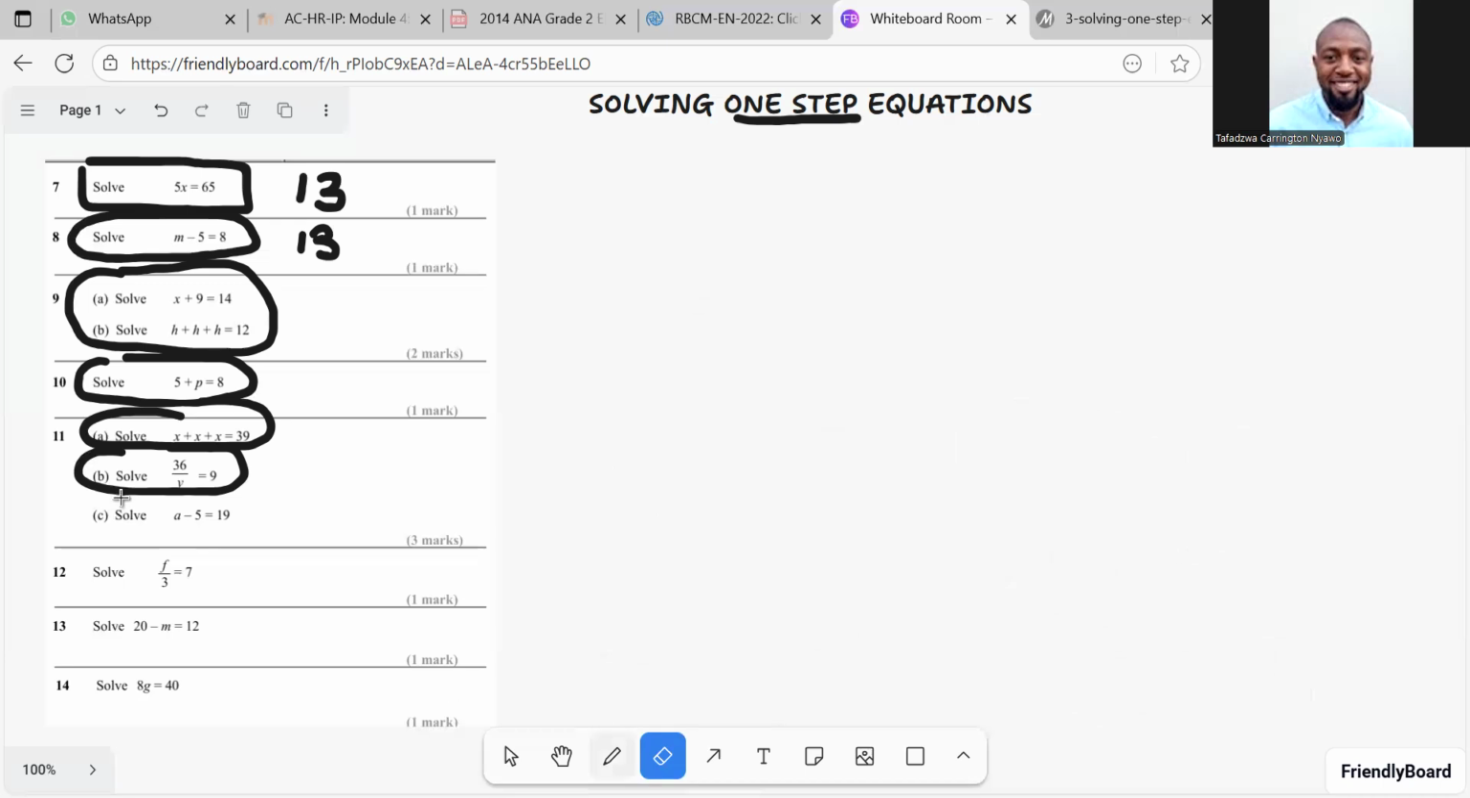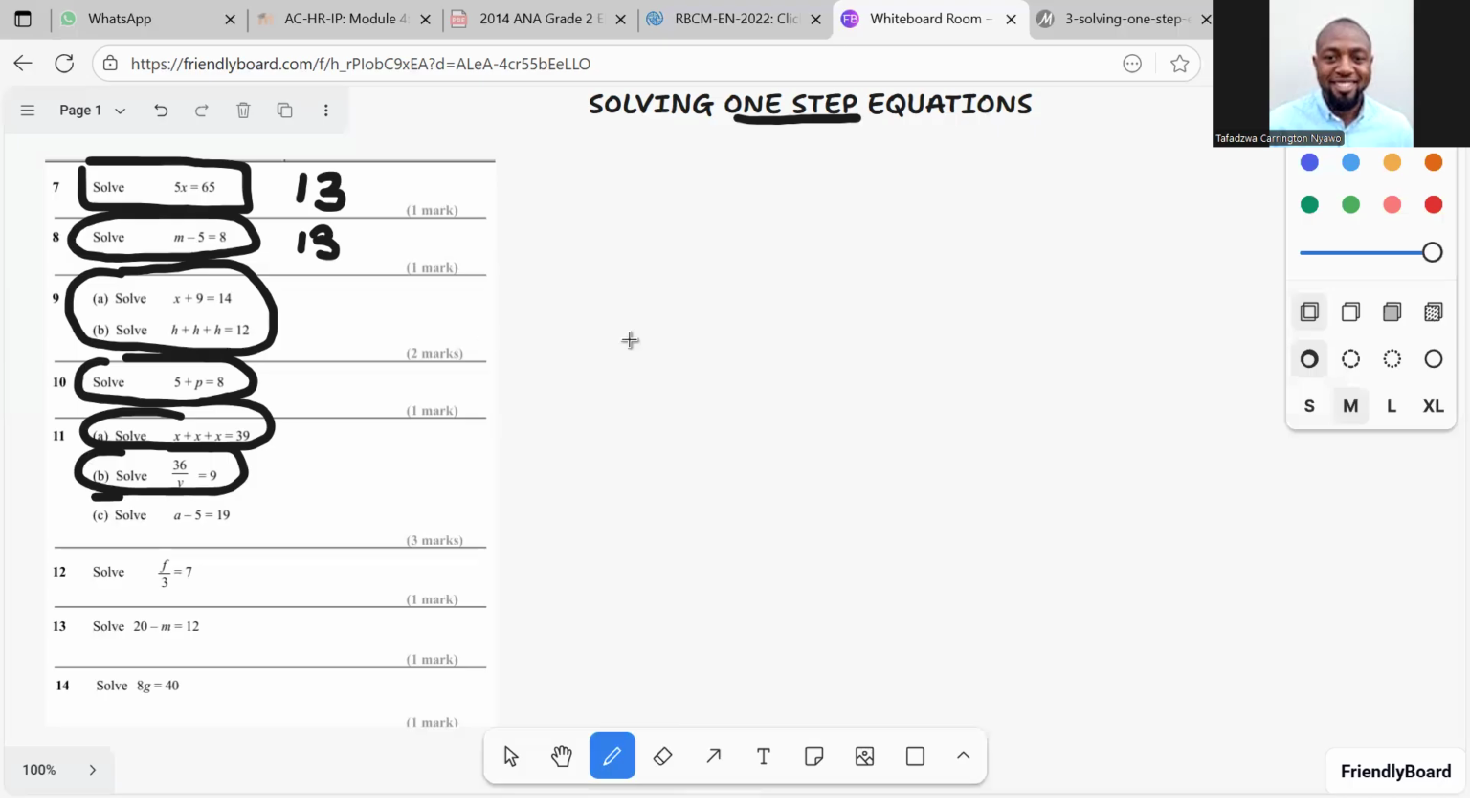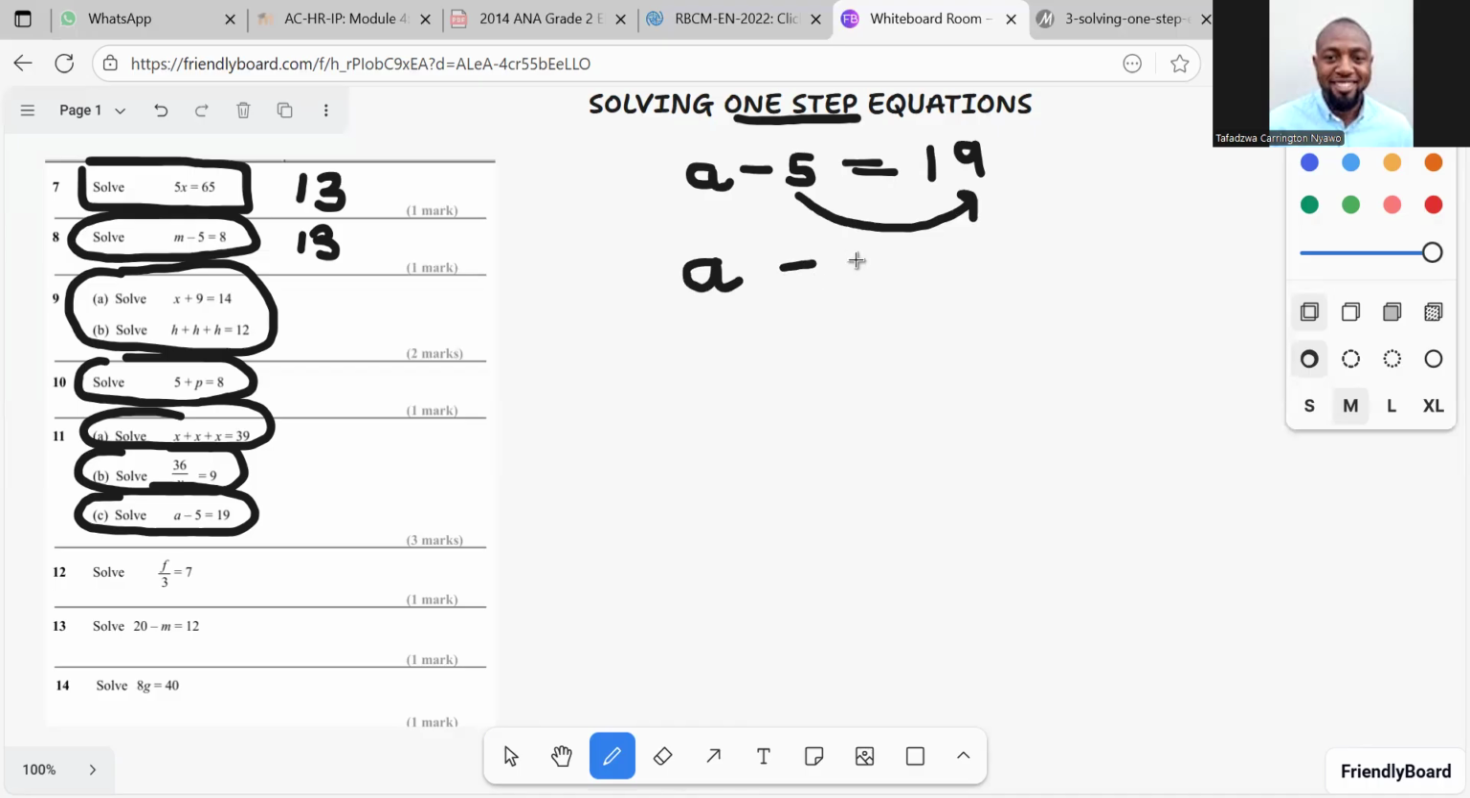So now we are looking at this one. Solve a minus 5 is equal to 19. I need to remove negative 5 from A so that I can make A the subject, or make A to be alone on the left side in order to solve for A, right? So I'll just take this minus 5 to the other side so that on the left side, I'll remain with A is equal to 19.